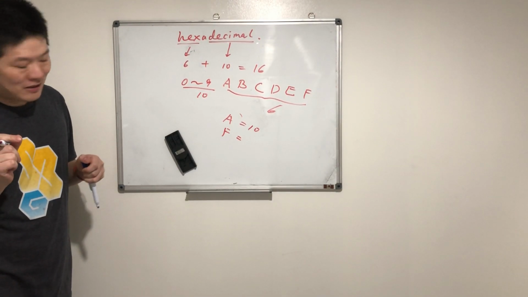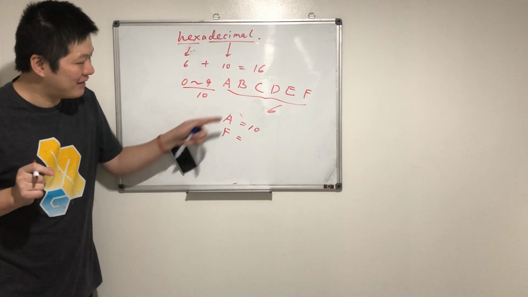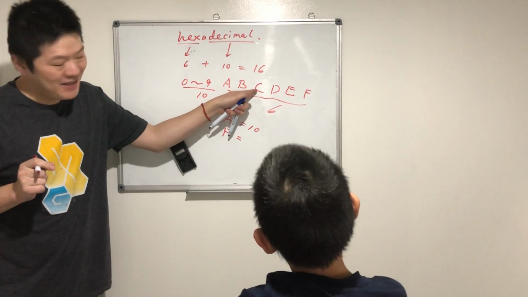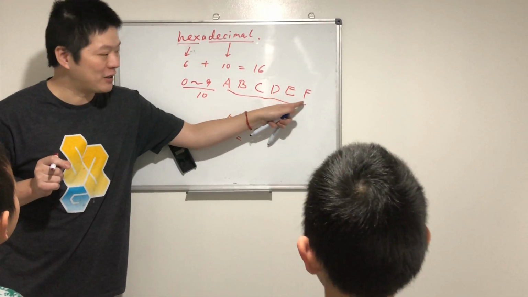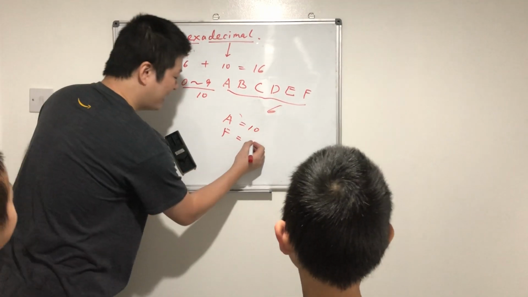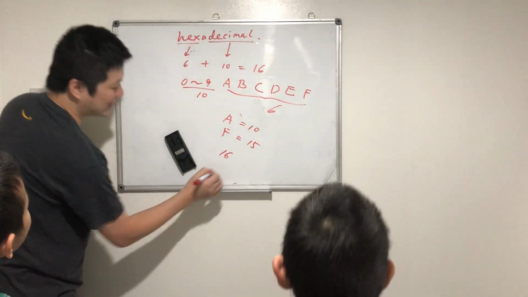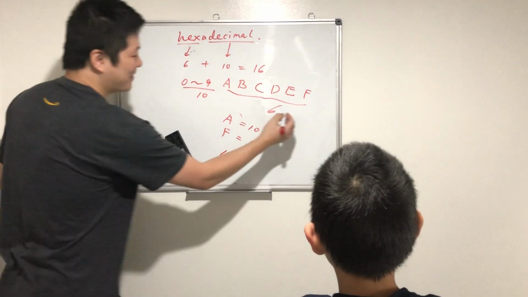9, 10. 10 is B. What's this? 11? 12 and 14. 14 is E. What's F? 15. Well done. Okay, what's 16? What's after F? What's 16?